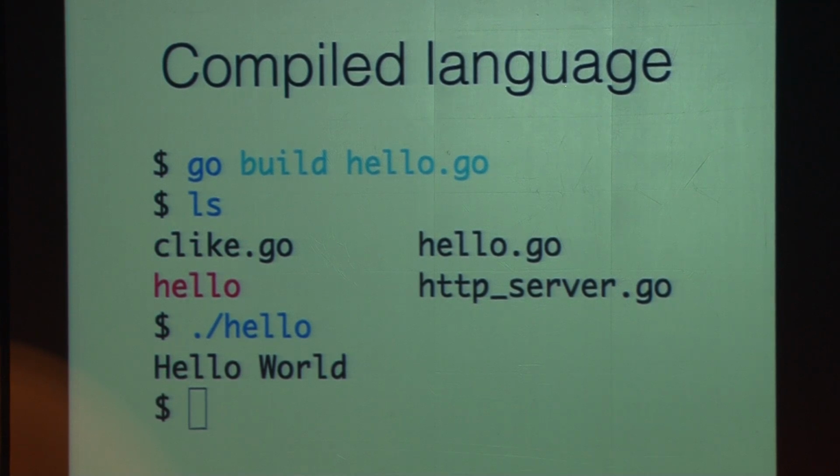Okay, Go is also a compiled language, like I said. I have to type go build hello.go. It's going to generate a new executable named hello. When I execute it, hello world is printed on the screen. Pretty cool, huh?